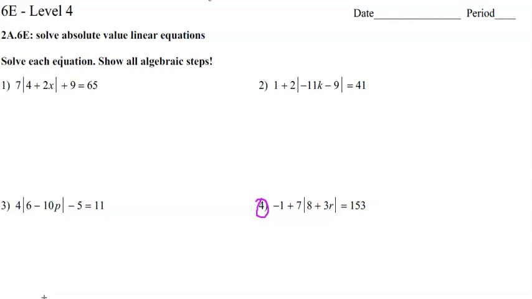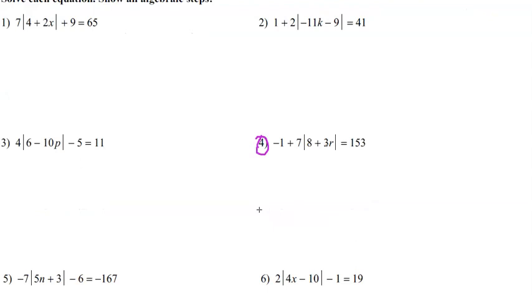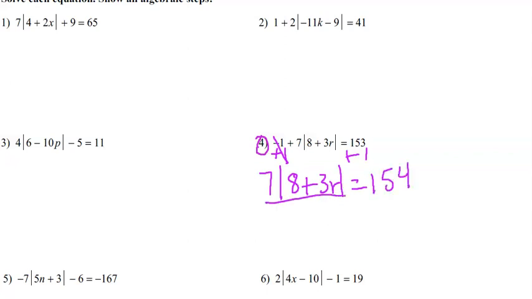Now let's look at a couple of problems on the 6E Level 4 worksheet. Let's look at number 4. Negative 1 plus 7 times the absolute value of 8 plus 3r equals 153. The first thing you want to do is isolate the absolute value. To do that, we're first going to add 1 to each side. So we have 7 absolute value of 8 plus 3r equals 154. Divide each side by 7. 22 equals the absolute value of 8 plus 3r.